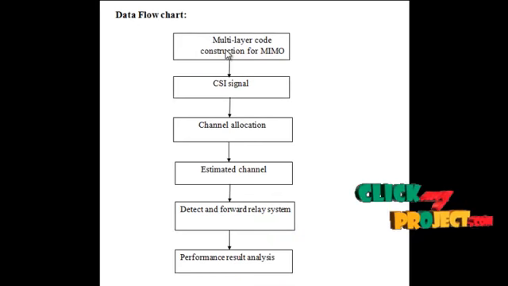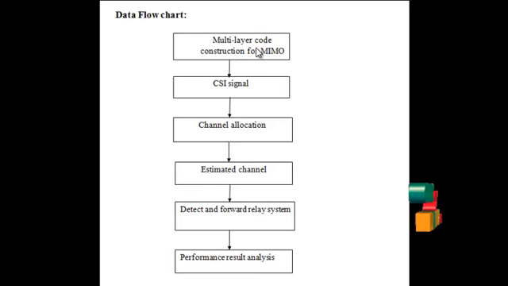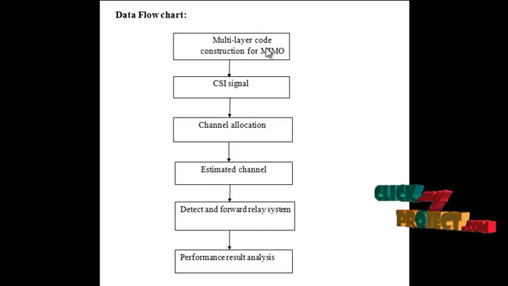In this multilayer code construction for MIMO, it is a representation of multiple antennas at both the transmitting and receiving ends to improve the communication performance. Multi-input multi-output smart antenna is used to increase the throughput and the transmit power. MIMO spatial technology is used to reduce fading while transmitting and receiving the binary information of ones and zeros.